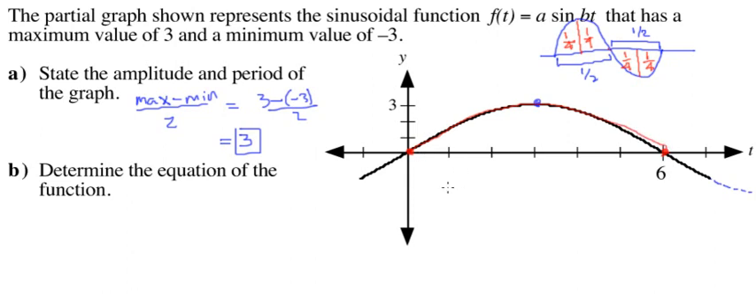And so we can look at this and say, okay, well, if half a wave is 6 units, then a full wave has got to take 12 units, twice that long. Therefore, our period is 12. Fair enough?